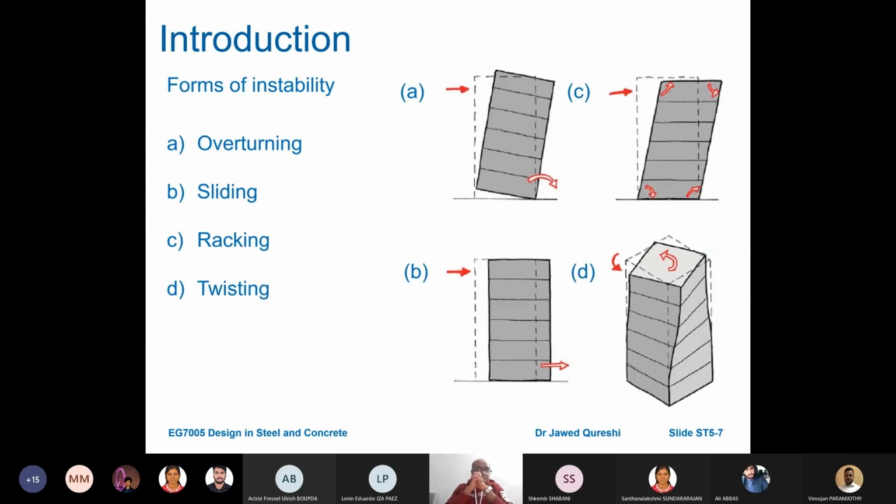Now, forms of instability. Instability can happen in a number of forms. So firstly, we have overturning. So that is denoted here, when a building can overturn because of this horizontal load. And then we have sliding, when the structure can slide when we apply loading. And third, we have racking. Here you can see that the building has moved to the right side. Finally, we have twisting, when a building can twist. So these are forms of instability for buildings.